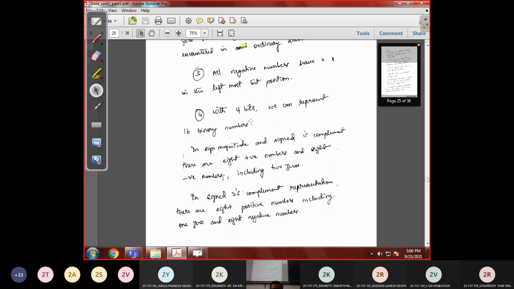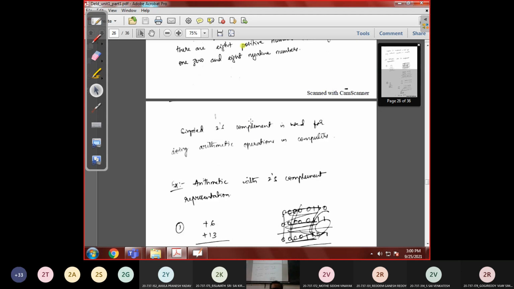Now going further, let us understand how we can do arithmetic using signed 2's complement representation. Say, for example, I have this operation, +6 + 13. How does this operation occur at the binary level? Let us try to understand that.